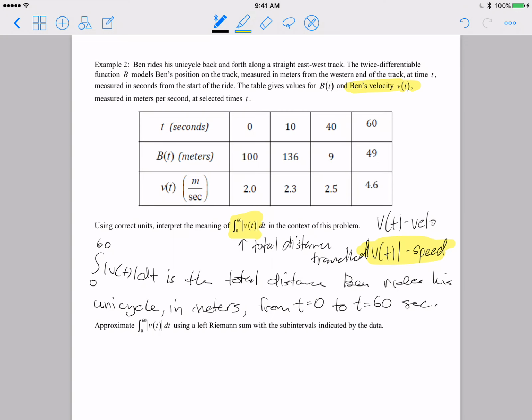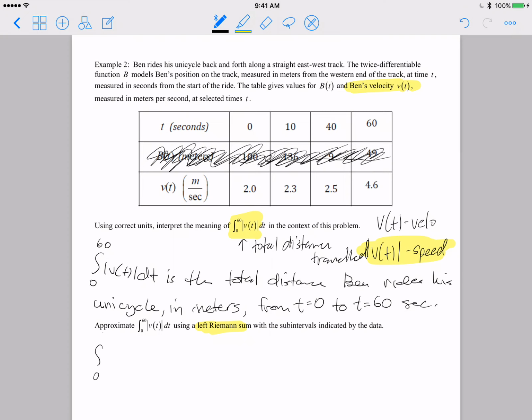Okay, second part of the problem says to approximate the integral from 0 to 60 of the speed using a left Riemann sum this time with subintervals indicated by the data. Now, because we're integrating velocity, this b of t right here doesn't really matter. It probably mattered for another part of this question. This is a released FRQ. So you're not going to use that on this particular part, so I'm just going to scratch it out just to make sure that we don't accidentally use a number from that row.